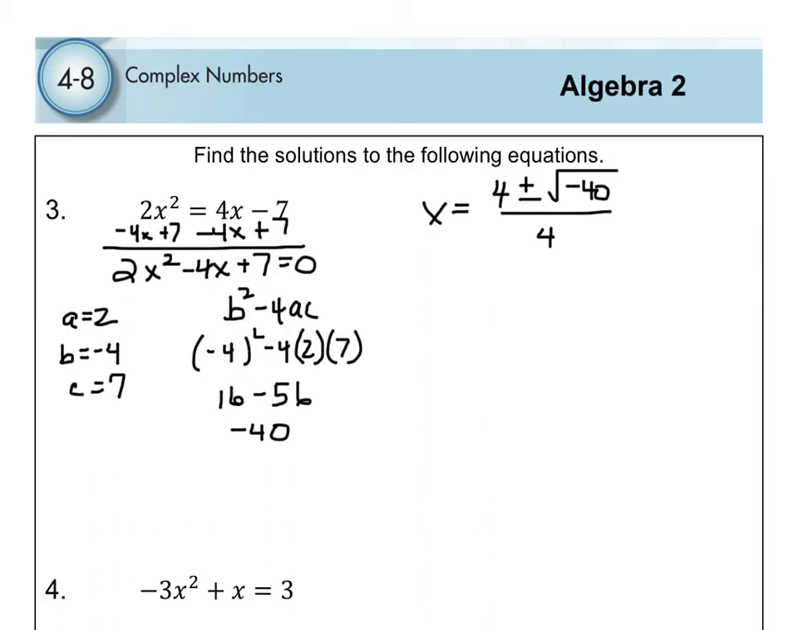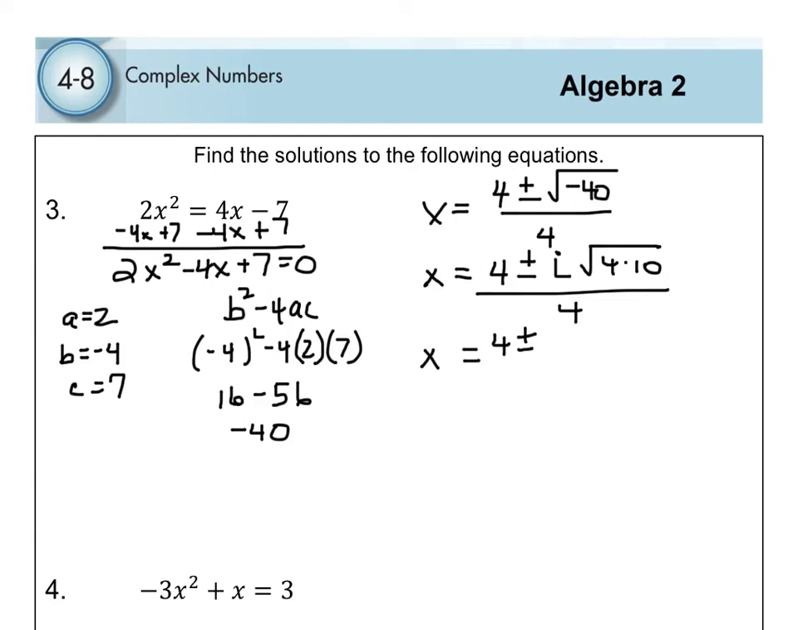Okay, so what perfect square goes into 40? Well, I know that 4 goes in there, so I've got x equals 4 plus or minus, and this negative symbol right here I'm going to move out and make it an i. It goes out in front, times the square root of 4 times 10, all divided by 4. So then I'm going to simplify a little bit. The square root of 4 is 2, so I'm going to put that out front of that i. Plus or minus 2i. That takes care of the 4 underneath the square root, and 10 is left underneath. And divide that by 4.